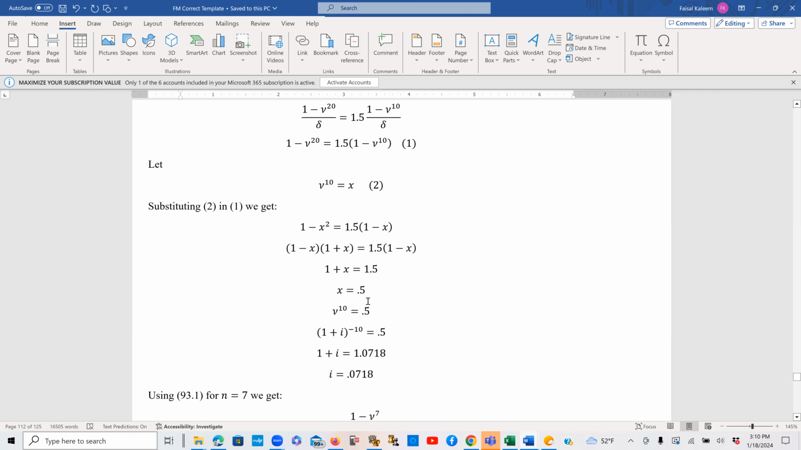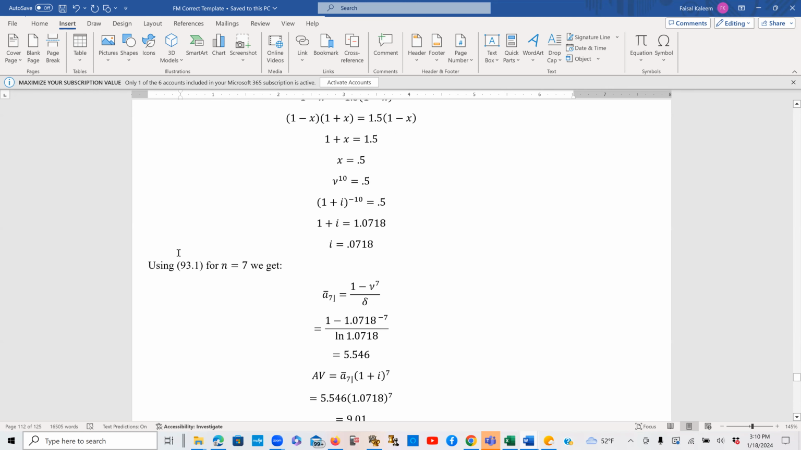So x equals 0.5. But x was nu to the 10. Nu to the 10 equals 0.5. And nu is (1 plus i) to the negative 1. So (1 plus i) to the negative 10 equals 0.5. And then you raise both sides to the power negative 1 over 10, and get 1 plus i equals 1.0718. So i is 0.0718. And we needed the accumulated value of a 7-year annuity.